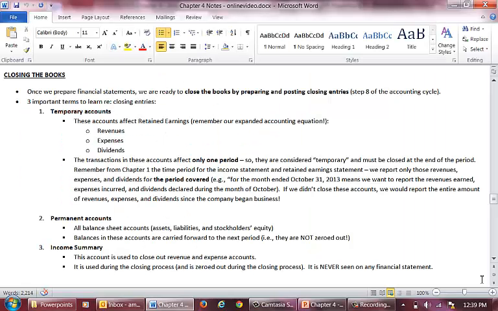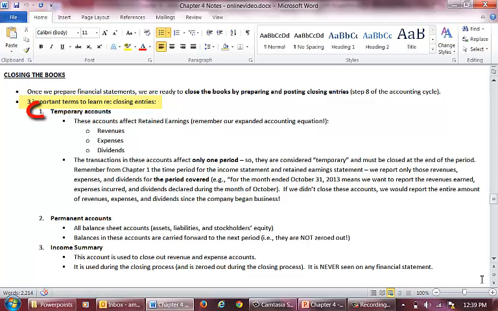After we prepare financial statements, we are ready to close the books by preparing and posting closing entries, which is the 8th step of the accounting cycle. In closing the books, we zero out certain account balances to get the books ready for the next period. There are 3 important terms related to closing that you must learn.